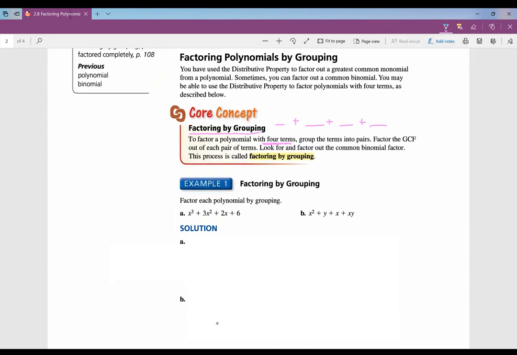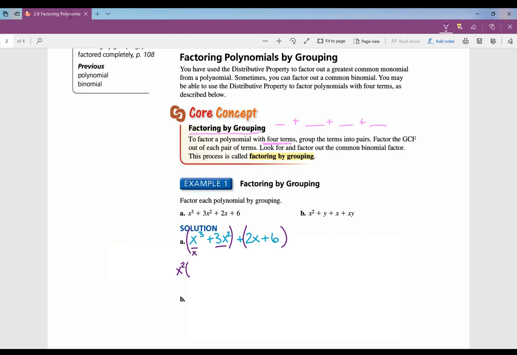For part A, we have x cubed plus 3x squared plus 2x plus 6. So the first thing we're going to do is group these into pairs. So we're going to have our first two together and our last two together. Now if we just look at our first pair, x cubed plus 3x squared, what do those have in common? What is our GCF? Well, they both have x squared.